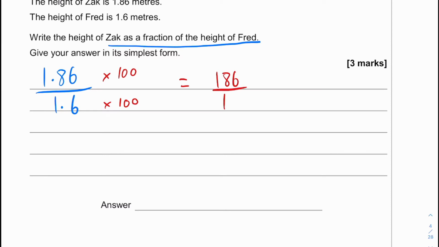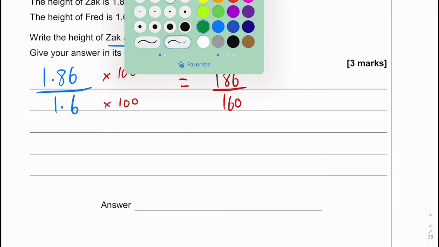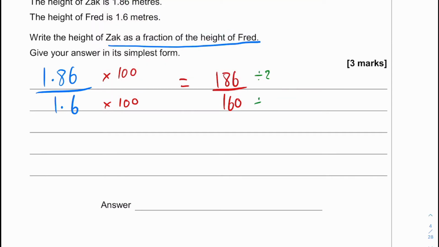186 over 160. So we can then divide everything by 2. So we'll divide top by 2 and bottom by 2. And this will leave us with 93 over 80. And let's see, can that be simplified any further? We can't divide by 2 again, as 93 is odd. We can divide 93 by 3 to get 31, but we can't divide 80 by 3. So, yeah, this is the simplest form of the fraction. So the final answer is 93 over 80.